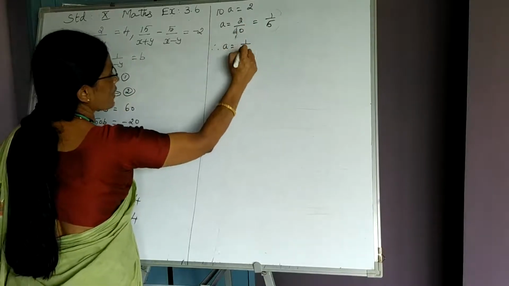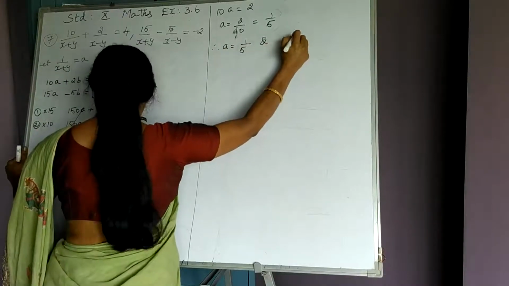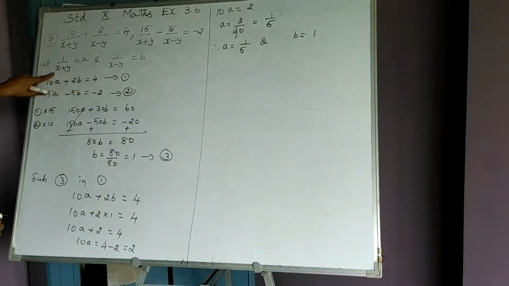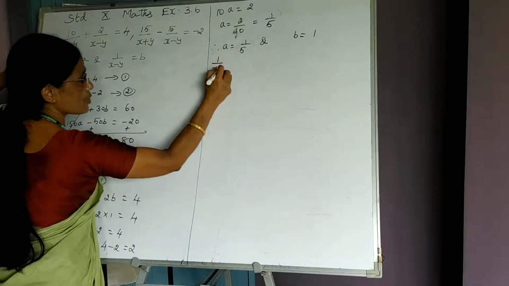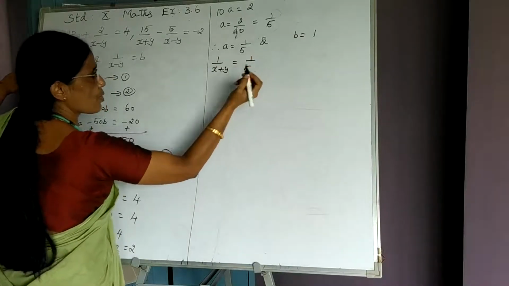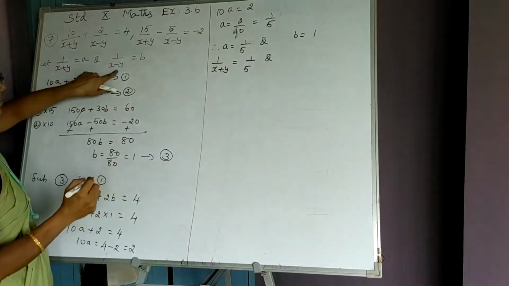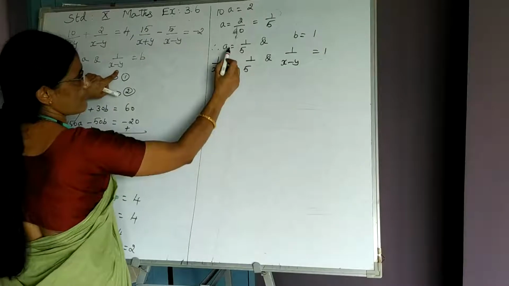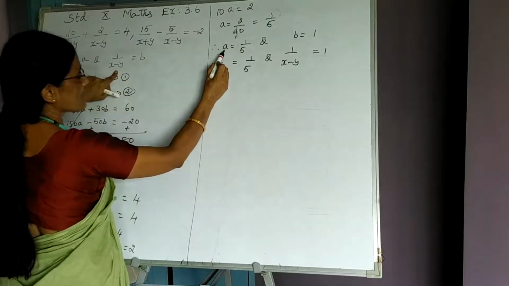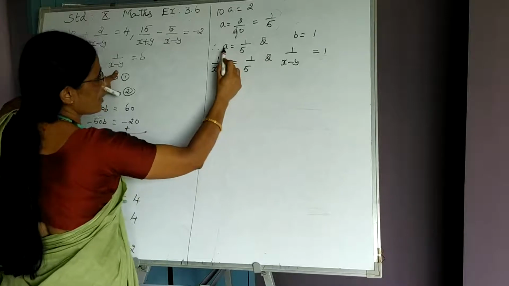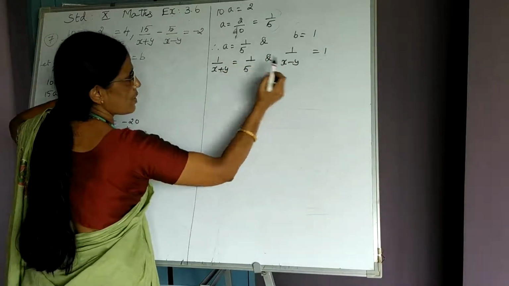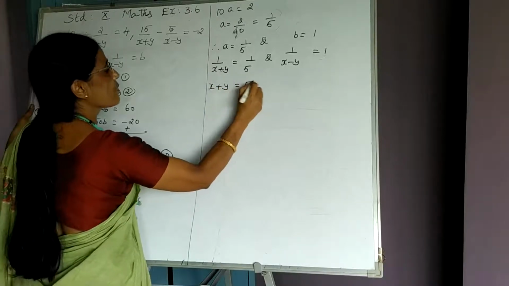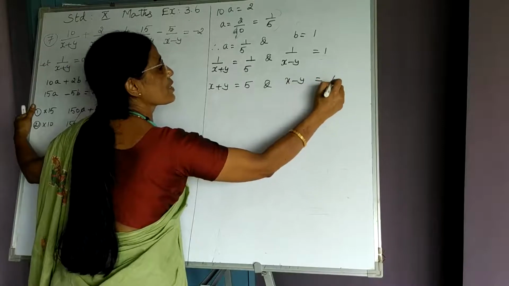Therefore, I copy the values we have found. a is equal to 1 upon 5 and b is equal to 1. What is the substitution we have taken for a? a is 1 upon x plus y. So, 1 upon x plus y is equal to 1 upon 5. And what is b we have taken? b is 1 upon x minus y, that is equal to 1. So, after getting the values of a and b, we should replace the substitution we have taken for a and b. a is 1 upon x plus y and b is equal to 1 upon x minus y. Taking reciprocals on both sides, what we get? x plus y is equal to 5 and x minus y is equal to 1.